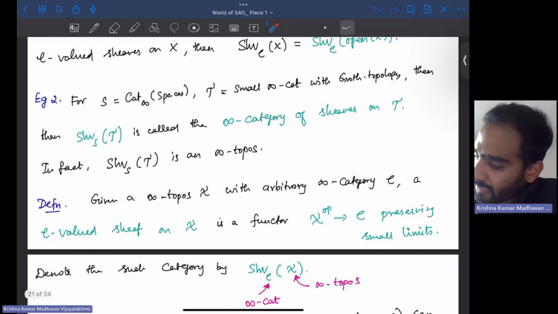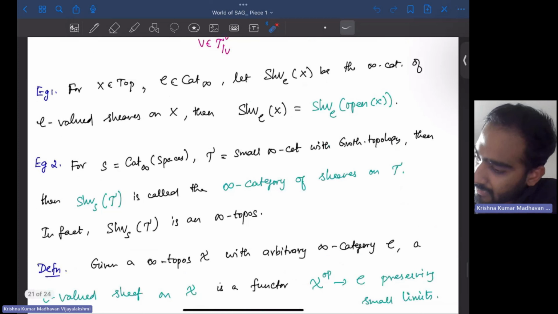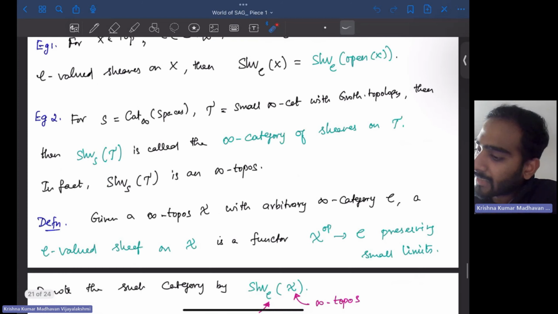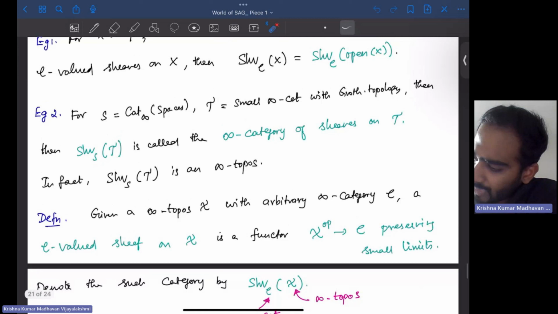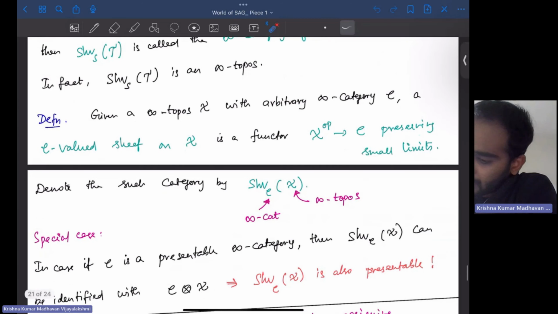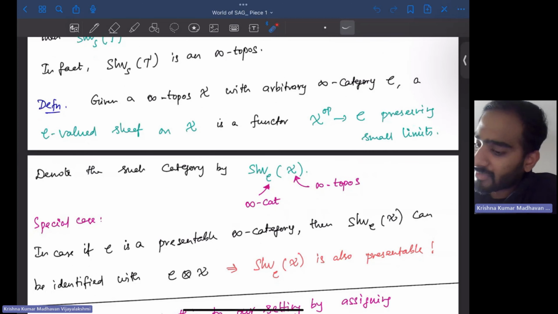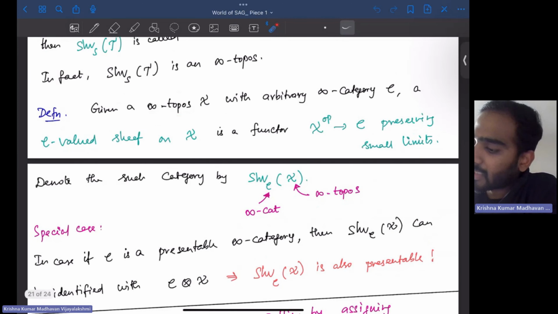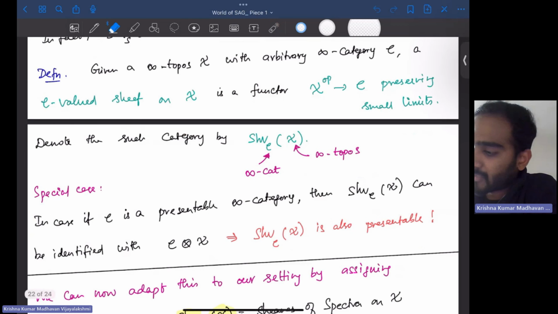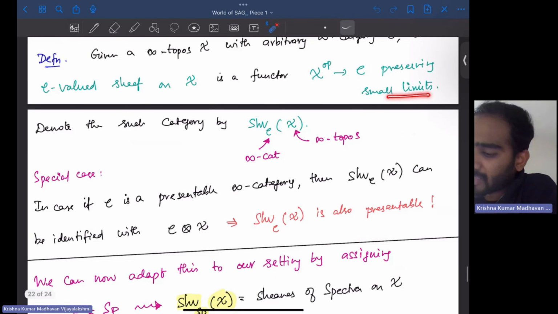So more specifically, we are interested in replacing this topology by any infinity category of spaces. So spaces can be topological spaces, simplicial sets, abelian groups, anything. And then we can have the same description of sheaves on this category of infinity spaces. And one more important thing that we would like to have is a very nice property. So if you have an infinity topos X with any arbitrary infinity category, a C-valued sheaf on this is a contravariant functor given in this form. So it actually preserves limits.